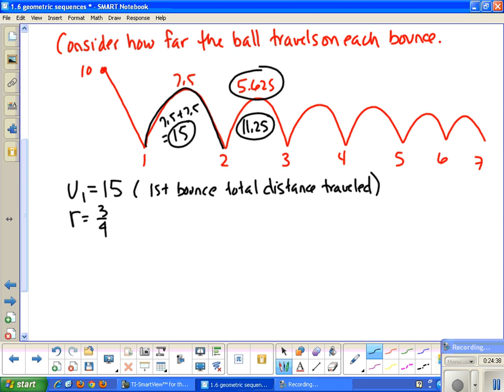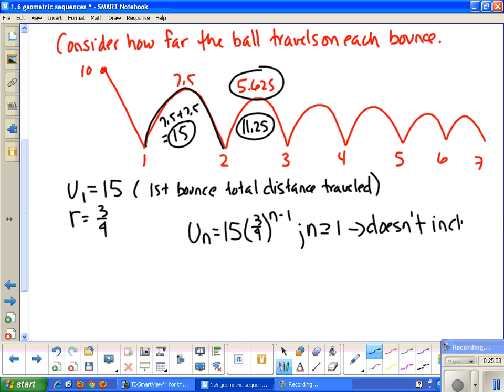So for the first bounce, I travel a distance of 15, and we're going to take 3/4 of that each time. So to find a formula for this, u sub n would be equal to 15 times 3/4 to the n minus 1. Of course, n has to be greater than or equal to 1. Now, for this, notice that this doesn't include the first fall of 10 feet. So we're going to have to add that in later.